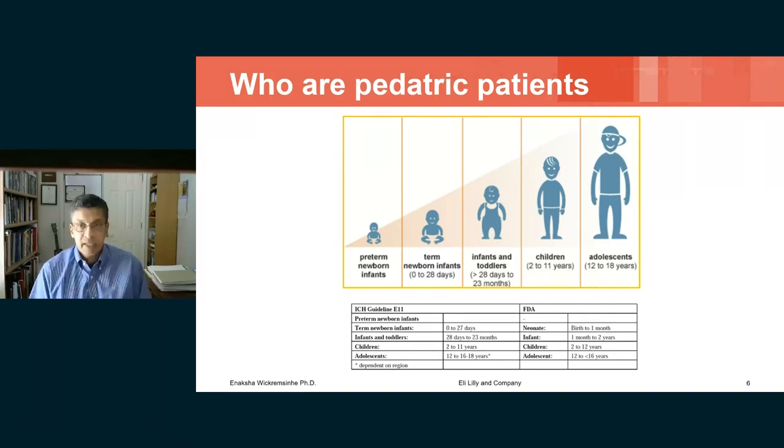growth stages of children, for which we need to make sure that the drugs that are available have a specific and a prescribed dose. The guidelines around the classification change slightly compared to the ICH guidelines and FDA, and I have listed it there on the bottom.